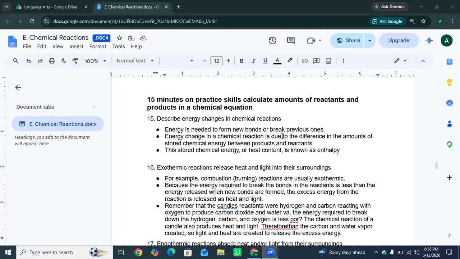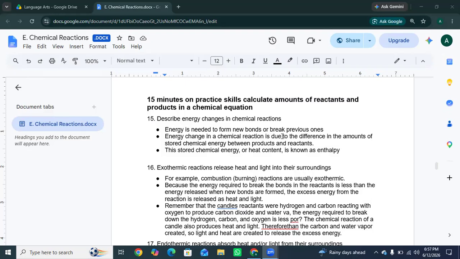For example, combustion. Combustion means burning. These reactions are usually exothermic because the energy required to break the bonds in the reactants is less than the energy released when new bonds are formed. The excess energy from the reaction is released as heat and light. So it takes less energy to break the old bonds than the energy released when making the new ones. The leftover energy escapes as heat or light.